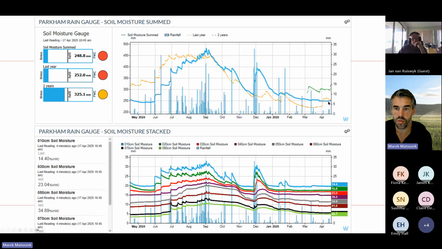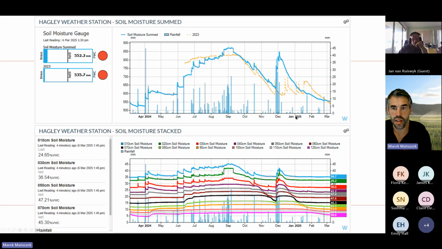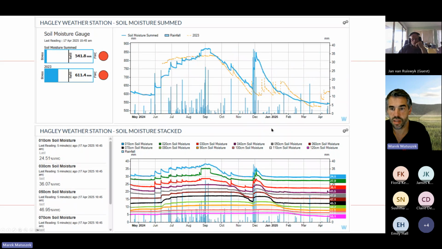And some of these probes are starting to go into our third season's worth of data, so I'll be interested to see how that ticks along. As you come down to Hagley, Northern Midlands, again, fairly similar. You can't really extrapolate too much from that, apart from there were some autumn rains that we got last year that we haven't had this year.